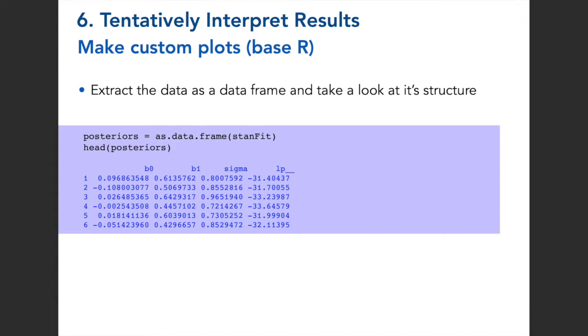So we'll use base R, so we can extract the data as a data frame and just take a look at it to make sure it looks how we'd expect. So again, we can use the as.data.frame function to convert our stan model into a data frame that we're going to call posteriors. And then we can use the head function to take a look at that and just make sure it looks how we expect. So here we have 1 row for each step in the Markov chain, 1 column for our beta 0 estimates, 1 column for our beta 1 estimates, and so on. So this looks good.